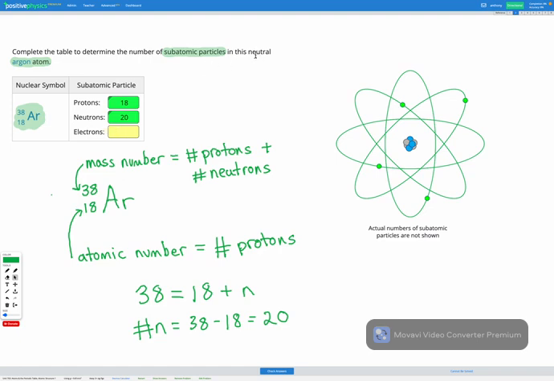Now it tells us in the question it's a neutral argon atom. Neutral means it's not positively charged, it's not negatively charged, it just has zero charge. So since we have 18 protons which are positively charged, if we want it overall to be neutral and have zero charge, those 18 positively charged protons all need to be balanced out with 18 negatively charged electrons. So this is going to be the same number of electrons as there were protons.